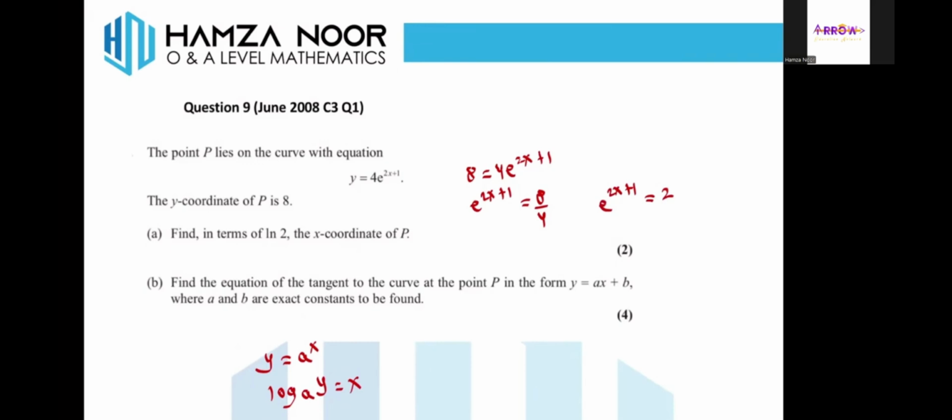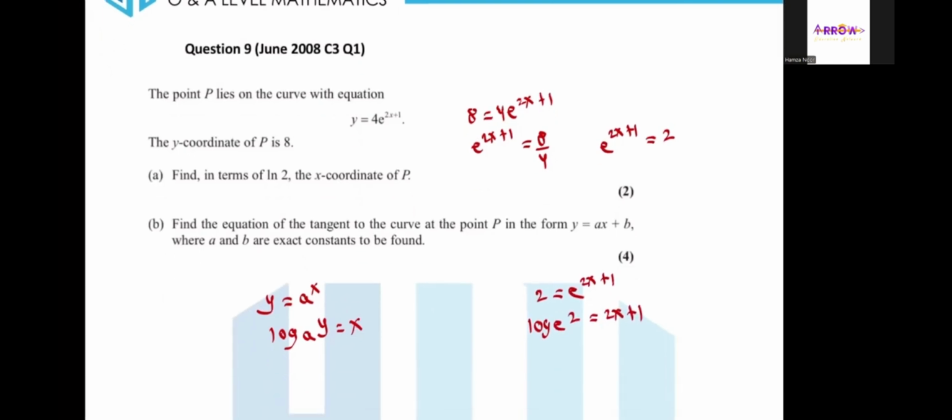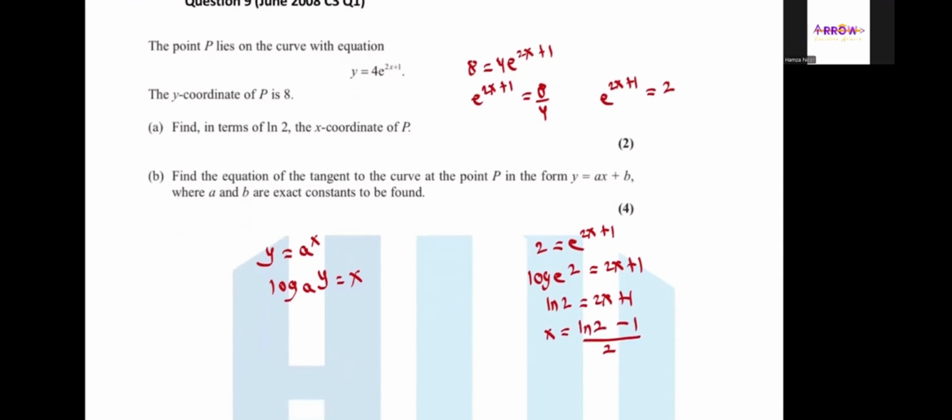My usual way of describing this is log with the base a, argument y, equals x. So when 2 equals e raised to the power of 2x plus 1, the base of the index form is e. Now this will become the base of the logarithmic form. So log with the base e, argument 2, equals 2x plus 1, and log with the base e is basically ln. So ln 2 equals 2x plus 1, and therefore x equals ln 2 minus 1, completely divided by 2. Or you can simply say x equals half, multiplied by ln 2 minus 1. This is supposed to be your answer.